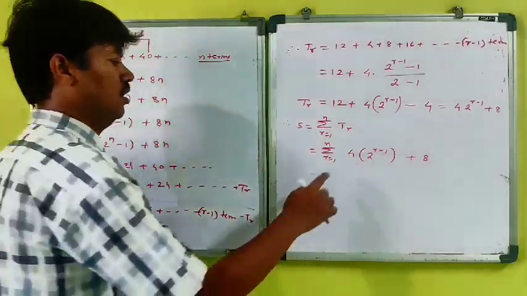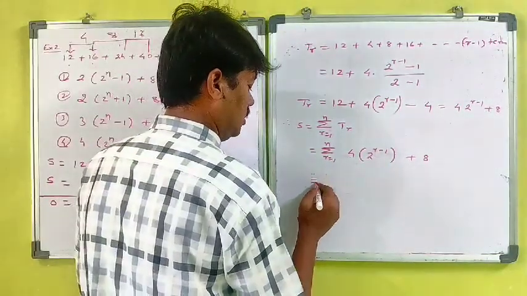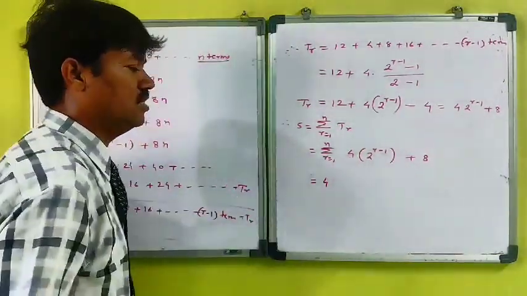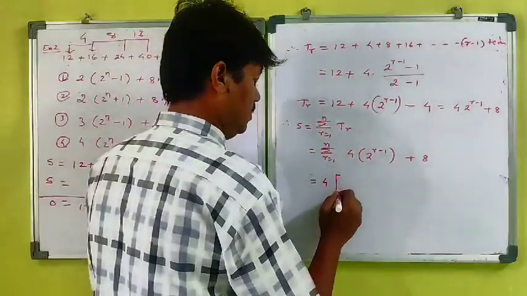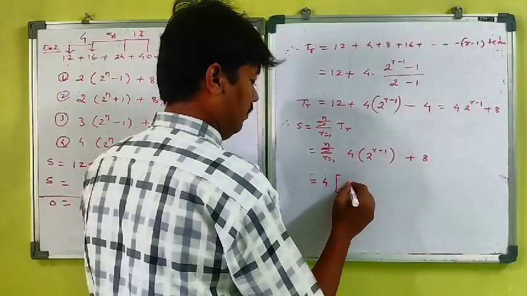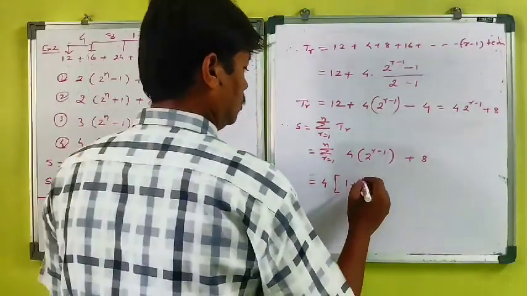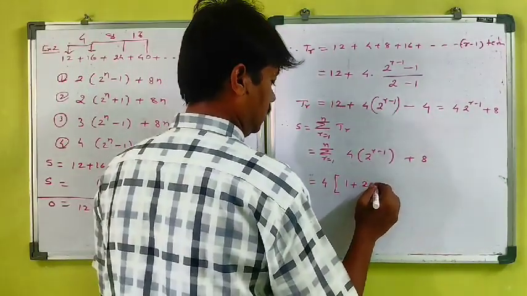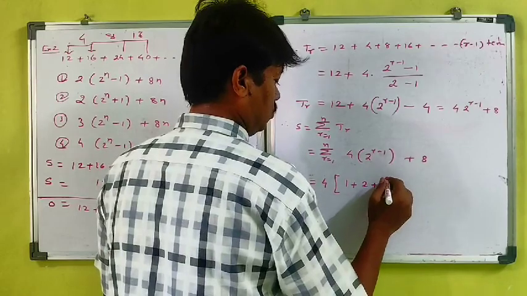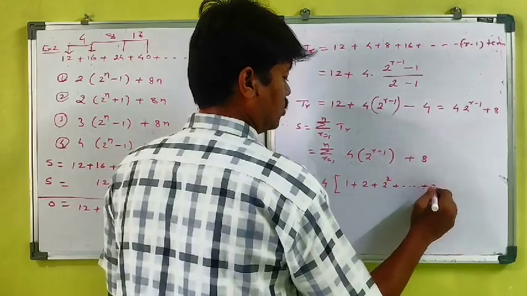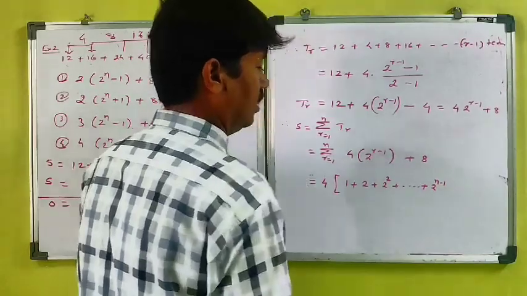So here it is 4 as this. So we will solve this 4. The first value, R equal to 1, will give 0, so 2 raised to 0 will come, means 1 plus 2 raised to 1, 2 raised to 2. Like this, 2 raised to N minus 1 will come.